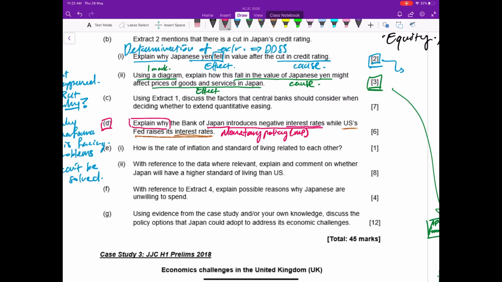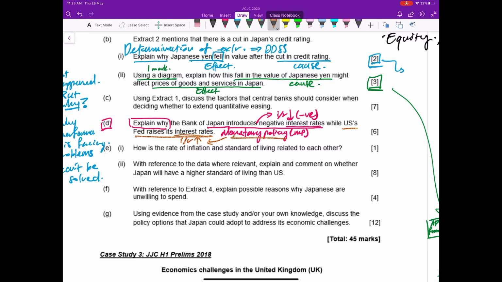All right? And in Japan's case, what they did was they reduced interest rates. In fact, they reduced interest rates so much it became negative. So this was the policy choice. And then for the US, they increase interest rates. And again, it's the policy choice, also part of monetary policy.